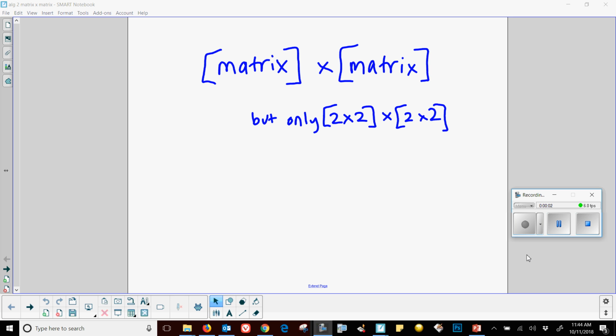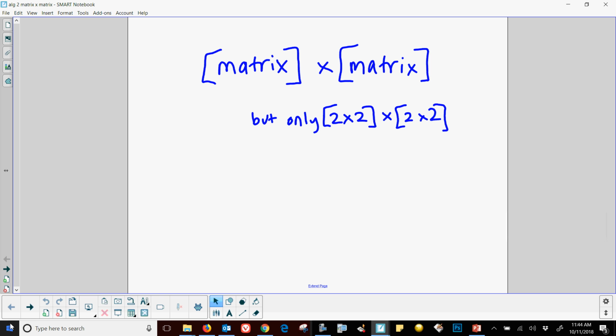All right, here's matrix times matrix, but we're only going to do 2 by 2 times 2 by 2. You can get a little more complicated. We're not going to do this in this class. It's basically the same concept. You just gotta know how things are going to end up in the end. And so you can probably jump on YouTube for other ones like that.